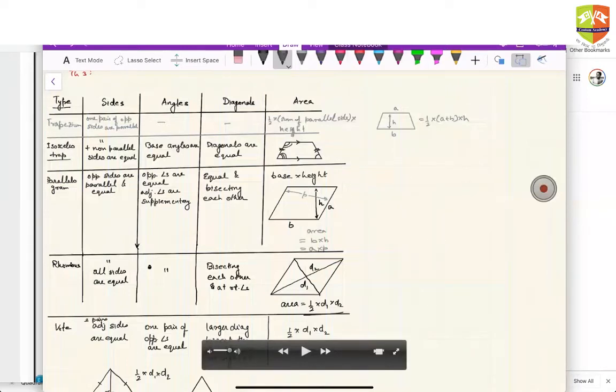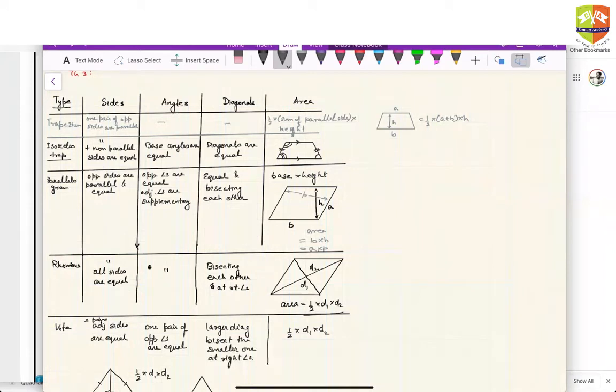So there are a few queries. For kite, are the opposite sides parallel? No, Kushagra, it's not parallel. Opposite sides are not parallel for a kite. Is a rhombus a kite? Yeah, you can say it is a special case of a kite. It's as good as saying a square could also be a kite. So yes, you can say so.